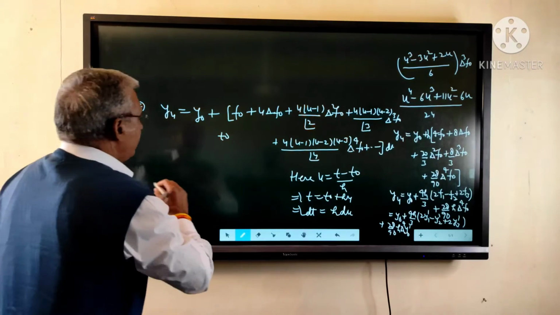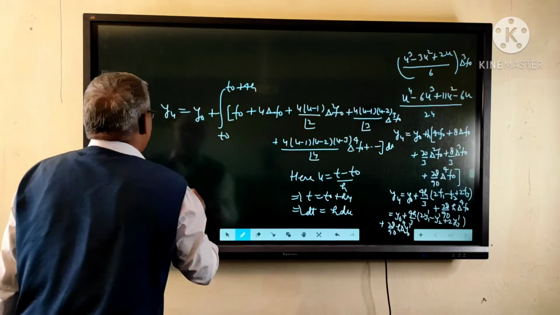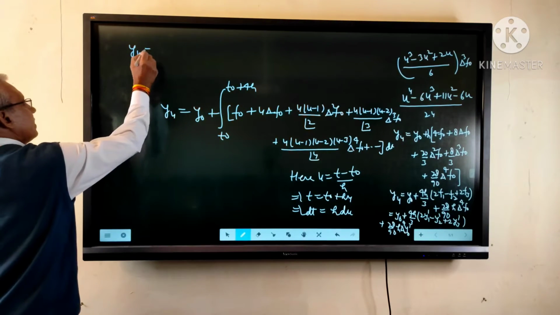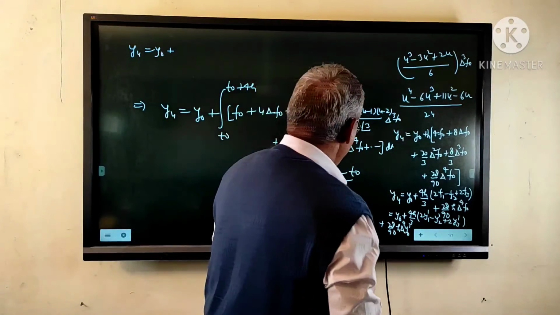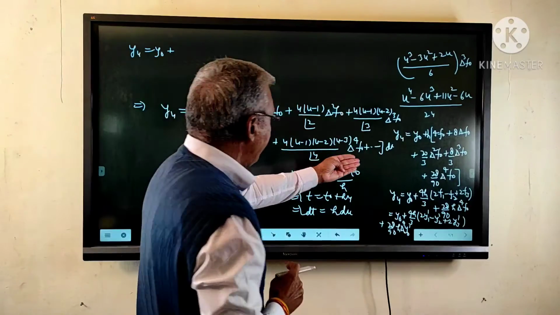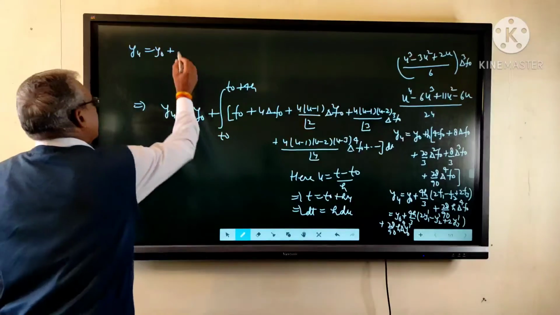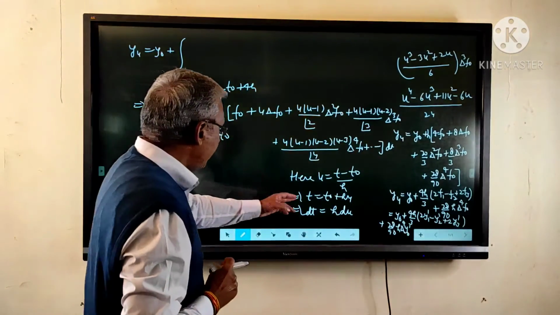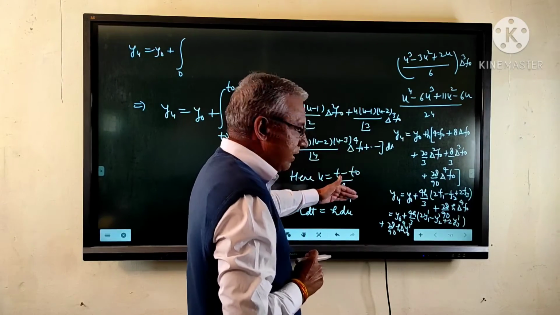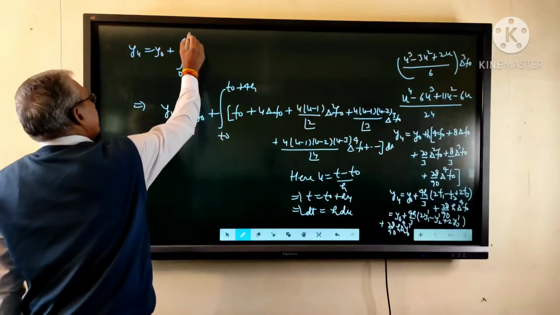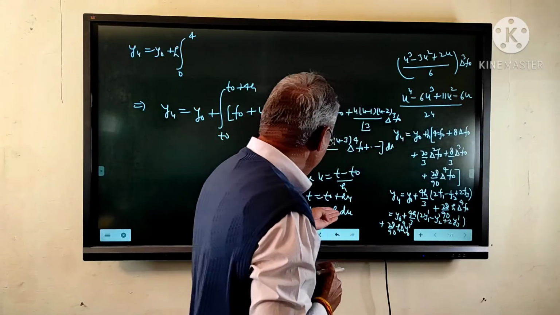Therefore y4 equals y0 plus the integral, here we have assumed that u equals t minus t0 by h. So when we are applying the limits of t, when we put t equals t0, then u equals 0. Or when we put t equals t0 plus 4h, t0 is cancelled out, 4h upon h which is 4. So this limit is 4, this is h. We have seen that dt equals h du.